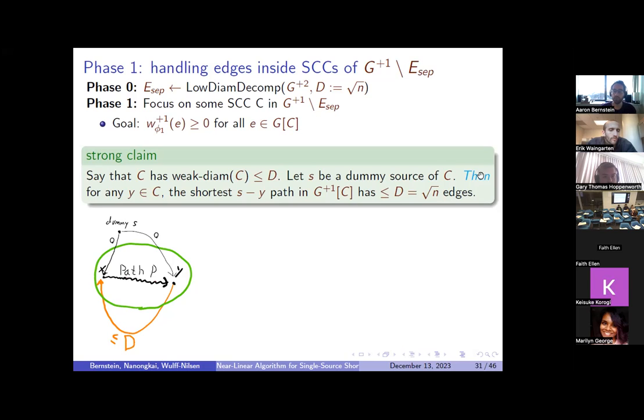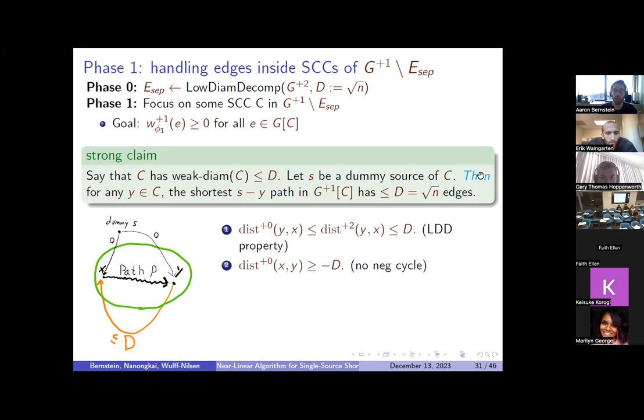So here's the proof. We're going to start by talking about G plus 0 and just redo the proof we already did. So we know there's an orange path from y to x of length at most d, because this is a low diameter component. And that means that the distance from x to y is bigger than negative d, because otherwise you'd have a negative weight cycle. So the weight of this path in the original graph is bigger than negative d. Now, what happens when we switch to G plus 1?